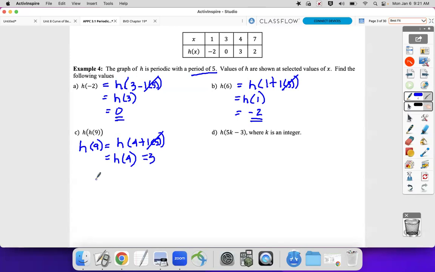So now I need h of 3, because we've got double h functions. We've got composites. And h of 3 is simply 0.